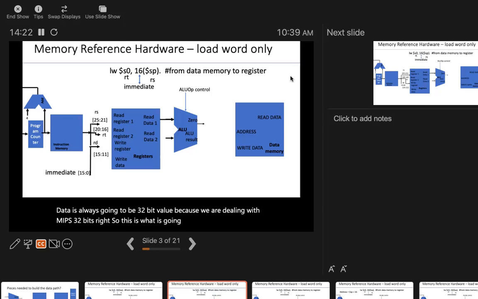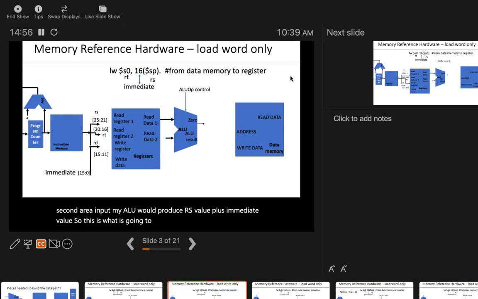We want our ALU to do this: immediate plus the RS value. Now, if you take a look into the ALU inputs, it has two inputs. One is the read data 1, and the other one is read data 2. So what I can do is, if I were to feed RS into read register 1, then the RS value will come out, right? Similarly, if I were to feed immediate 15 down to 0 to this second ALU input, my ALU would produce RS value plus immediate value.